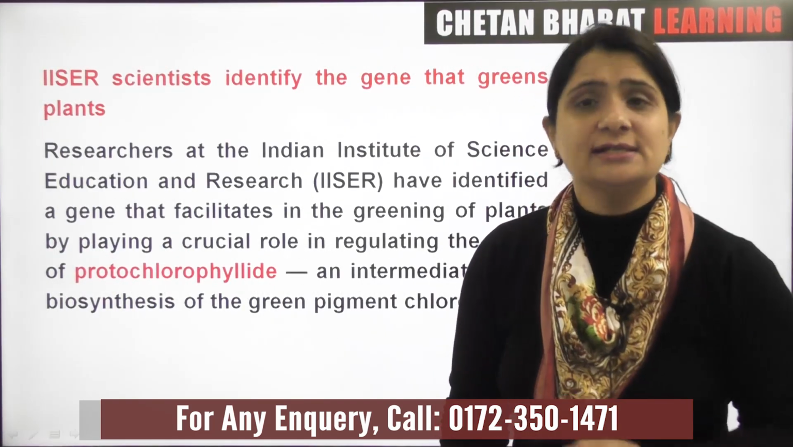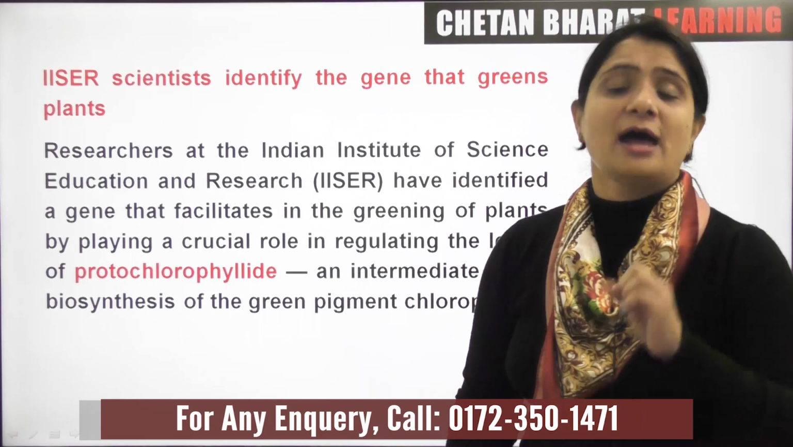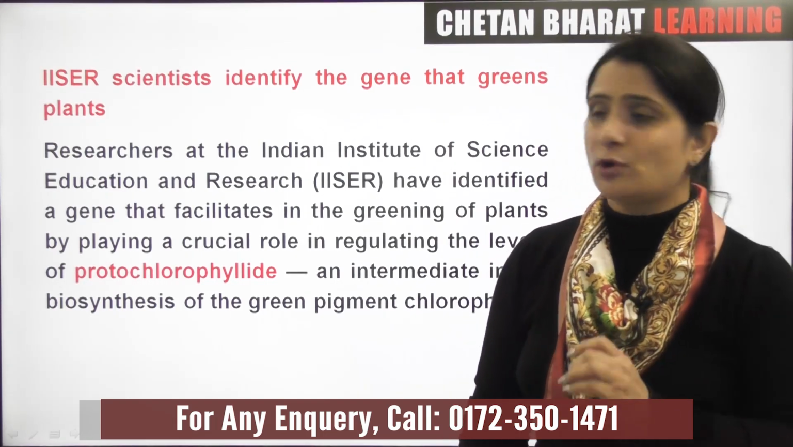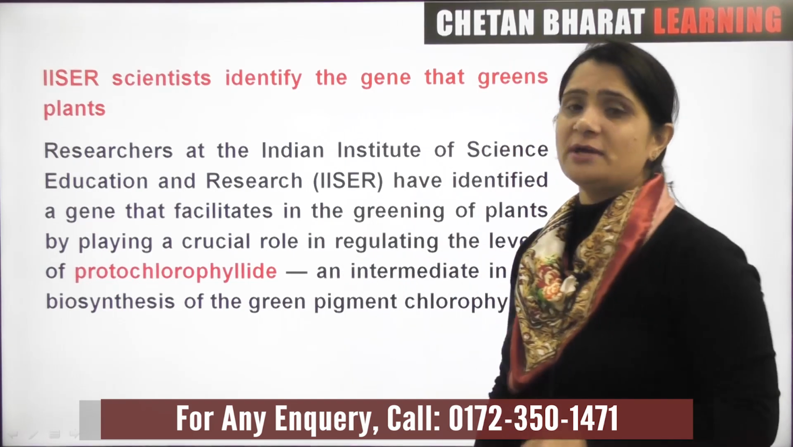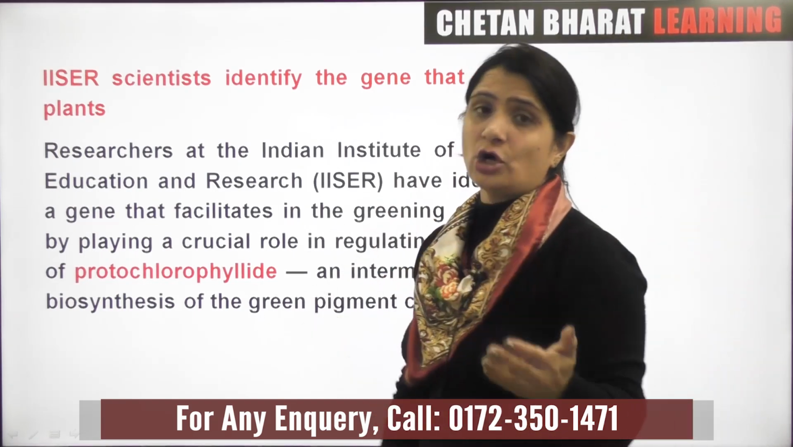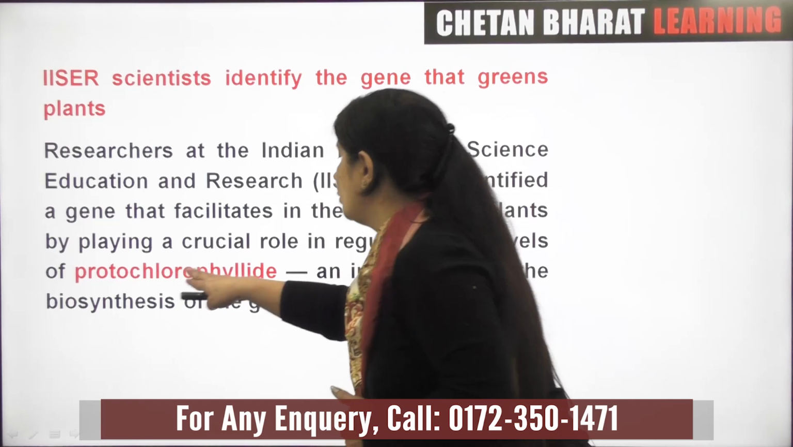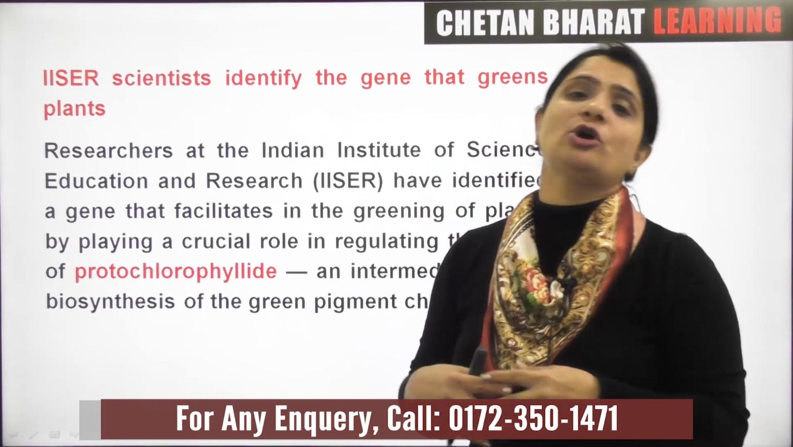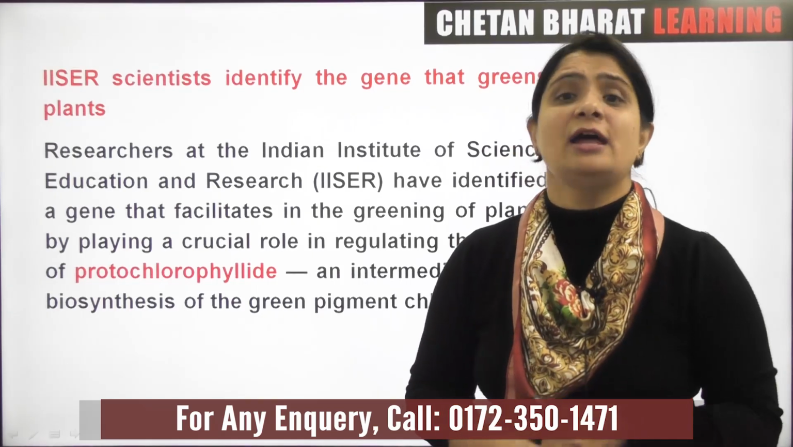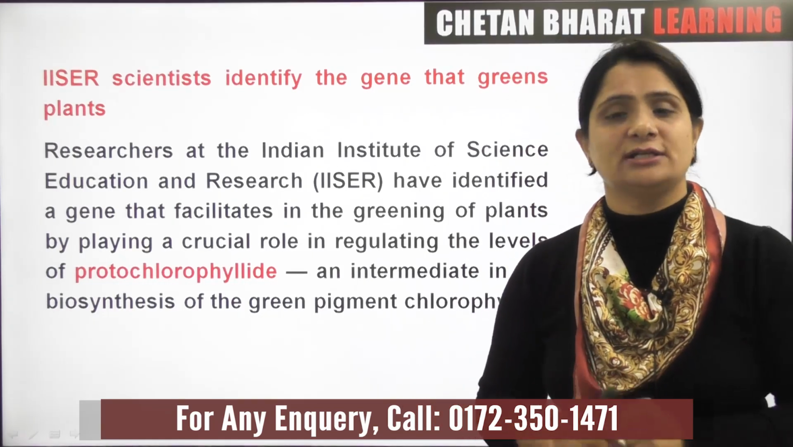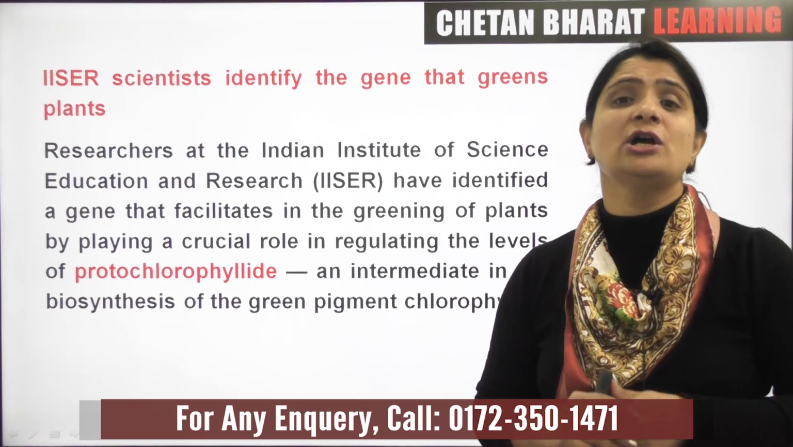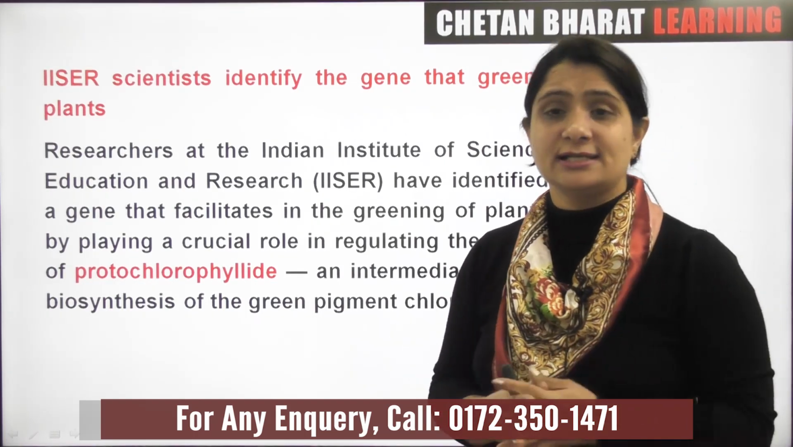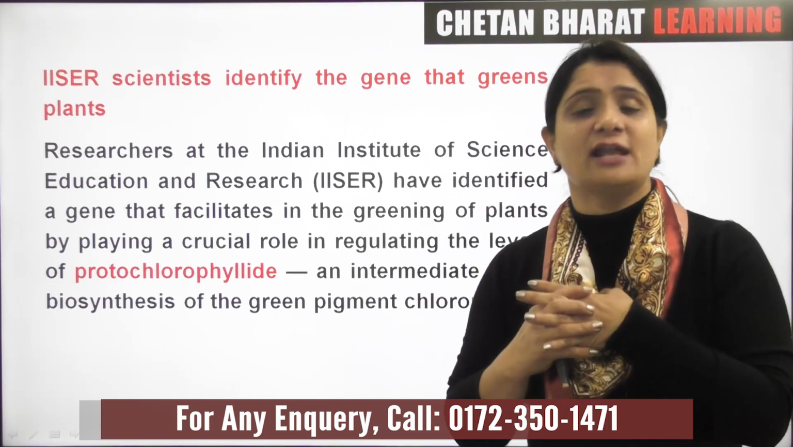Again, the IISER scientists from Bhopal have detected a very important gene which is responsible for the regulation of the levels of protochlorophyllide. All of us know that green plants are green because of a pigment called chlorophyll, and that chlorophyll is very important because it helps the plant for photosynthesis. This we have read in the smaller classes, almost in our lower classes. So chlorophyll level is very important.